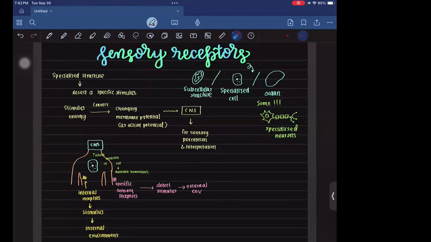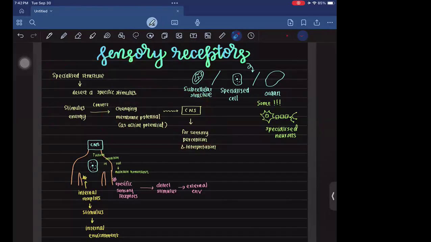So one last time, everyone say with me, what is sensory receptor? Specialized structure, and it will detect a specific stimulus by converting the stimulus energy to changing membrane potential, and it will be transmitting it to the central nervous system as action potential. For what? For sensory perception and interpretation. Okay, this is what sensory receptor means.